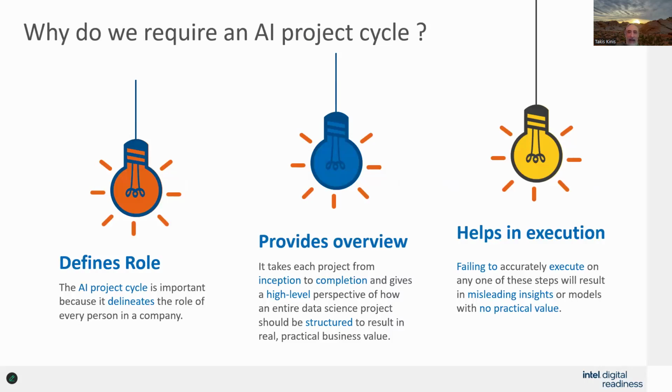So why do we require an AI project cycle? Well, we like to define roles. Whenever you're working on a project, you want to know what you're working on, like if your job is the data or your job is to build the software. That's what you're doing, so it designates what you're doing. It also gives you a grand overview of where you're coming from and where you're heading to.